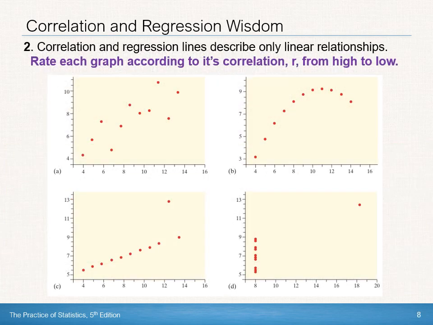All right, so pause this video, and take a minute and try to decide which one of these scatter plots has the highest correlation r. Start from high to low. Which one has the highest? Which one has the lowest? Pause the video, just try it, and then I'll reveal the answer.